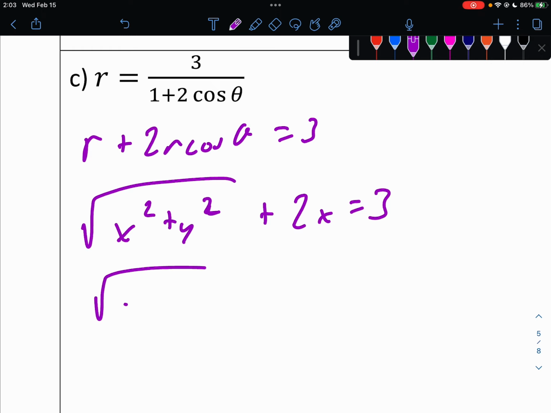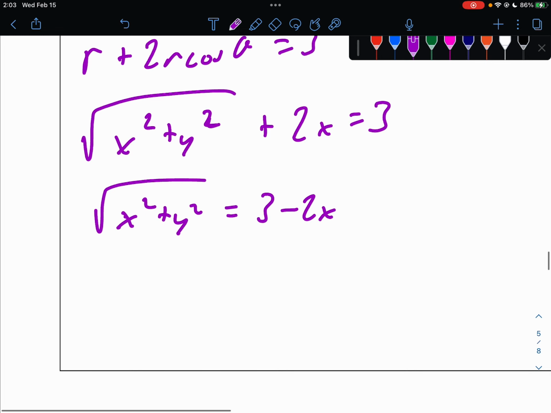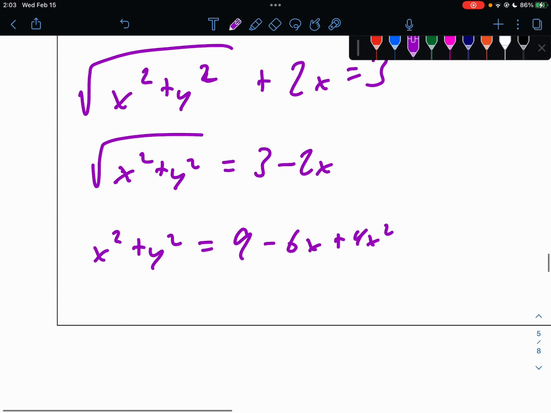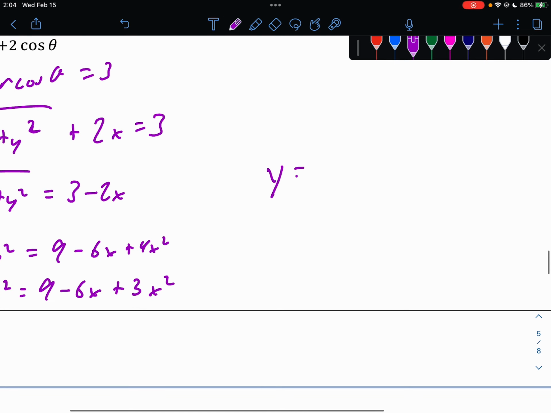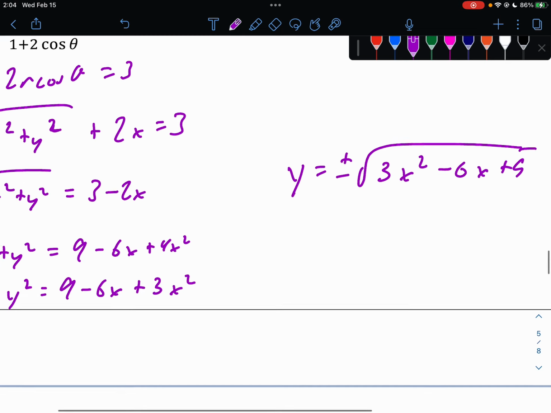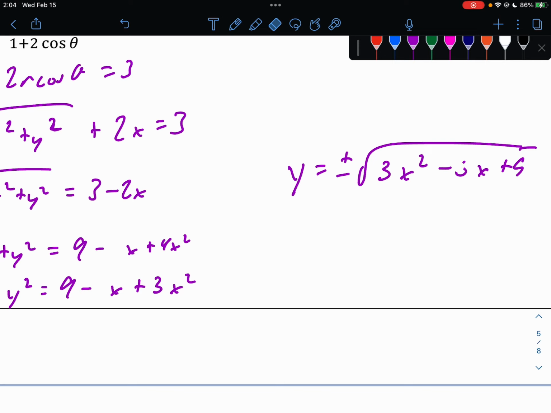But if you wanted to go further, we can do that. We can square both sides to get rid of the root. This would be 9 minus 6x plus 4x squared. And I can subtract the x squared from both sides. 9 minus 6x plus 3x squared. And if you take the square root of that, you would get y equals plus or minus root 3x squared minus 6x plus 9. Wait a minute, that's not 6. 3 times 2 is 6. There's 2 of them. So I'm sorry, that would be 12.